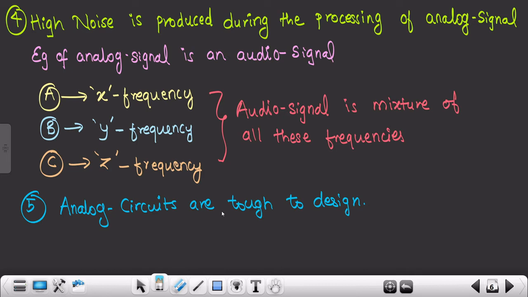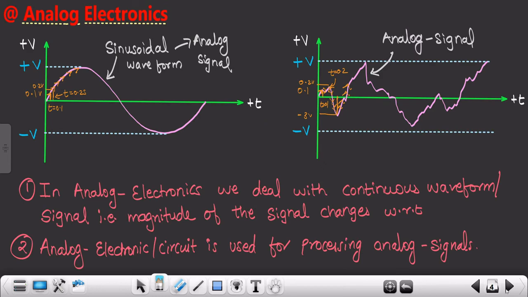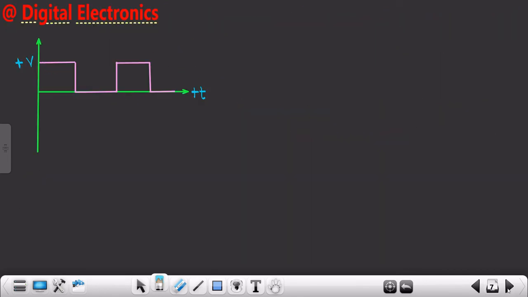But the scenario is different when it comes to digital electronics. You just need to have a certain logic in your mind, and that's it. You can easily implement it with the help of digital electronics, and that's why it is said that analog circuits are tough to design. I hope you understood this. Now moving further to digital electronics.